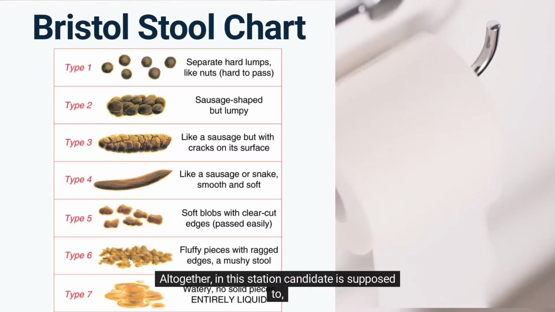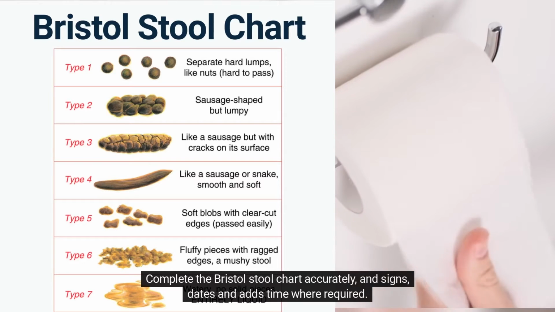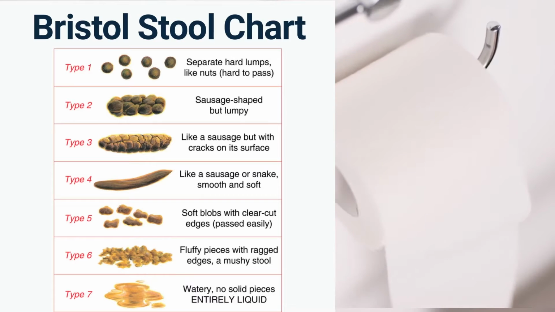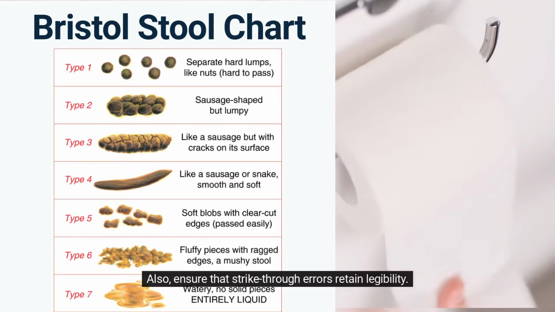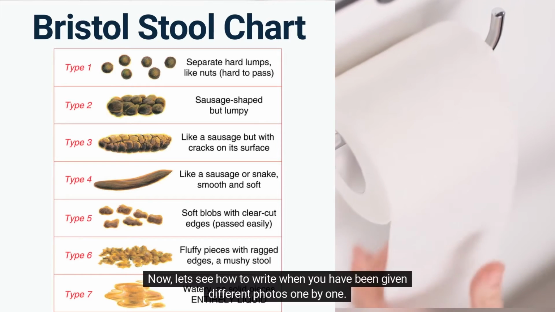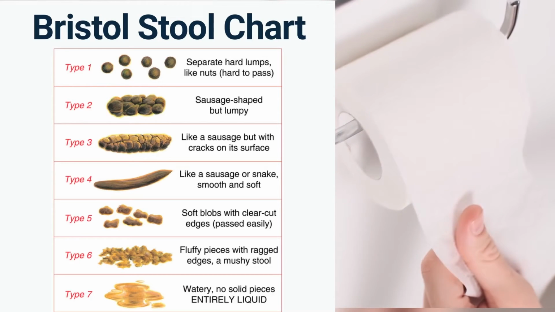Altogether, in this station the candidate is supposed to complete the Bristol stool chart accurately, and sign, date and add time where required. Handwriting should be clear and legible. Also, ensure that strike-through errors retain legibility. Now, let's see how to write when you have been given different photos one by one.